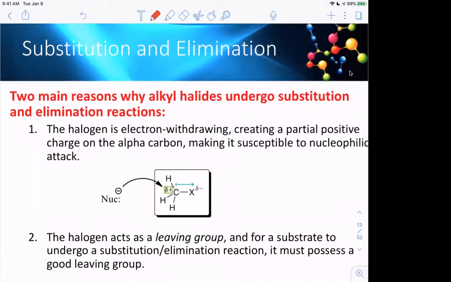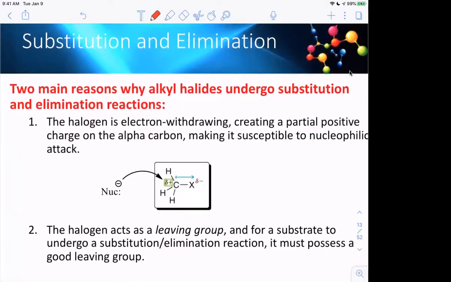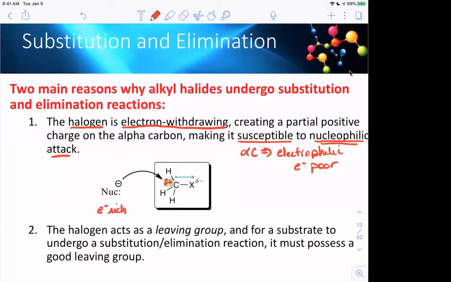There are two main reasons why alkyl halides undergo substitution and elimination reactions. So let's start looking at the beginning so we can try to figure out the basis of these two reactions. I know that the halogen is electron withdrawing. So this creates that partial positive charge on that alpha carbon. That alpha carbon becomes electrophilic, or electron poor, which makes it susceptible to nucleophilic attack. Remember, my nucleophile is going to be electron rich, an area of electron density. So this area of electron density can actually attack the carbon.